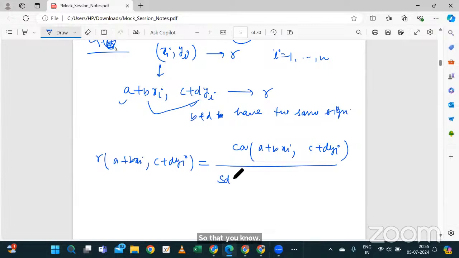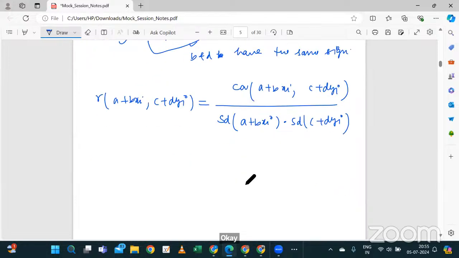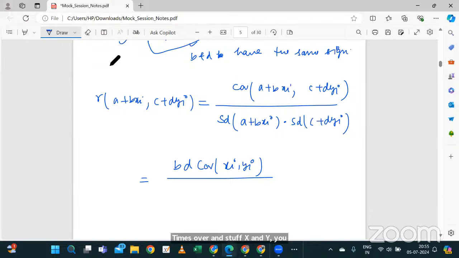In the denominator it will be standard deviation of A plus Bxi into standard deviation of C plus Dyi. You can see from the numerator part, A and C will not have an effect of adding, so it will be B and D times covariance of x and y. You can solve this, right? If you calculate covariance, you will get xi minus x bar into yi minus y bar. So you will do xi minus x bar. It will be a plus b times xi minus a minus b times x bar.